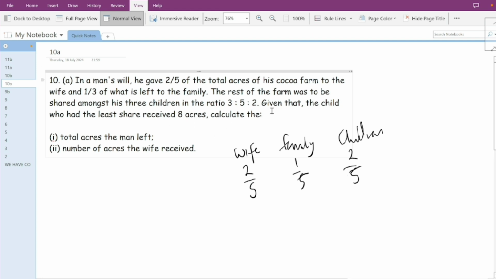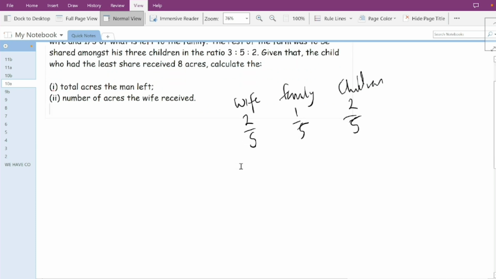Now, what we can do to solve this question is to put into consideration these 8 acres the last child got. Then from there we get the total number of acres the children got. Then we can get the total number of acres that the man left. Let's just do it from the back, because we're actually given the share of the least child in acres. But here we have a question that has ratio and fraction to it. So let's start with that.